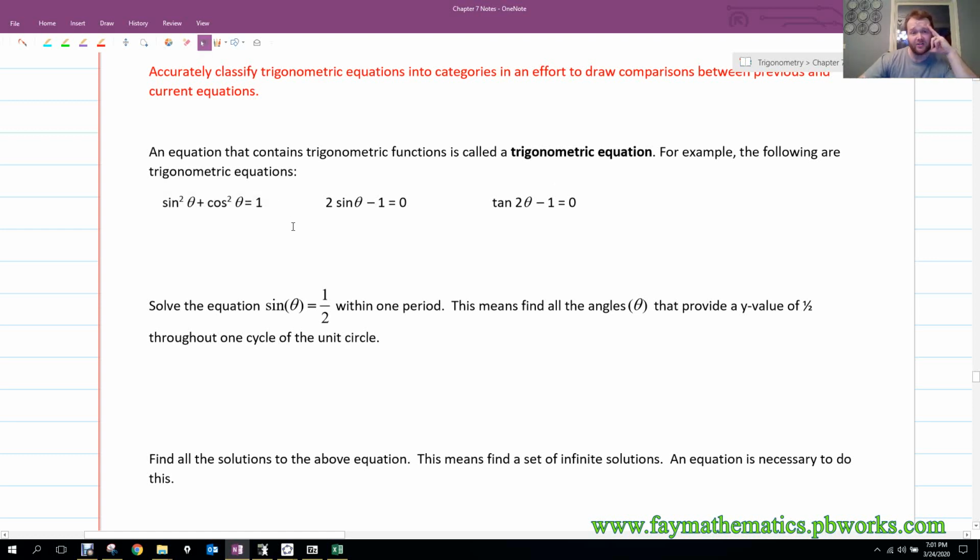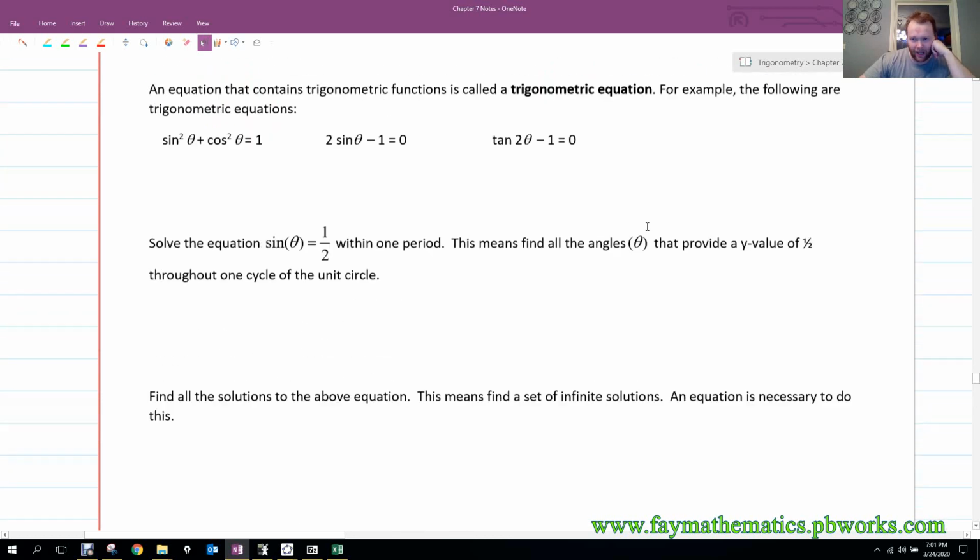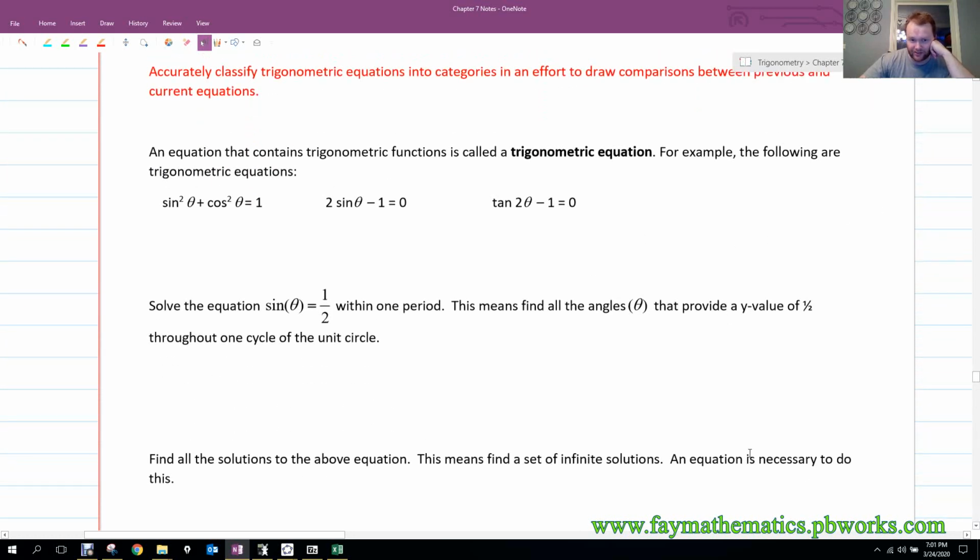But most of your trig equations are only true at certain values of theta or x, whatever variable you're using. So these are all examples of trigonometric equations. These are simple ones. These aren't too hard. And that's kind of what we'll start off with here initially. We'll actually start with the simplest trig equation. It's when you just have a trig function equal to some value.